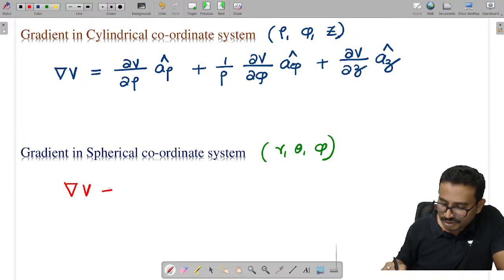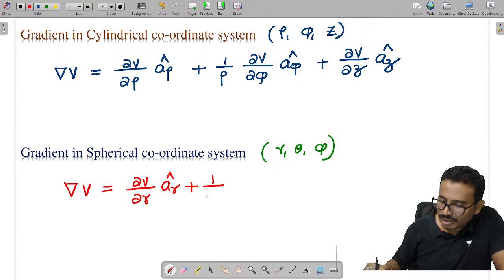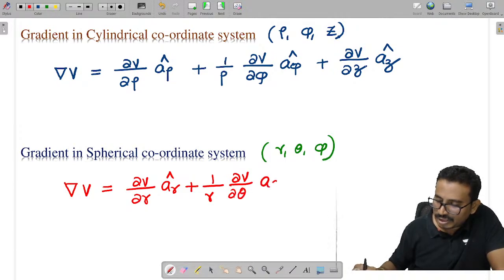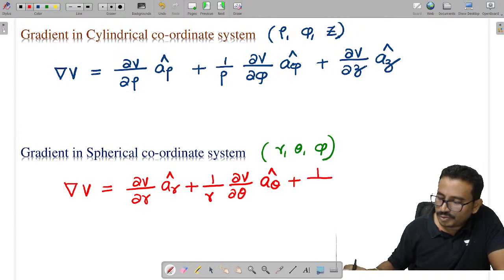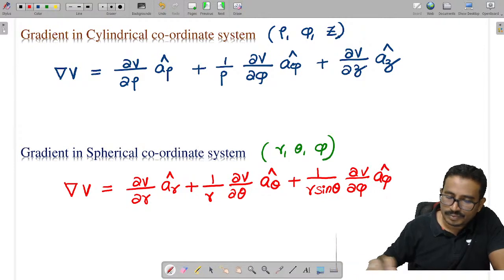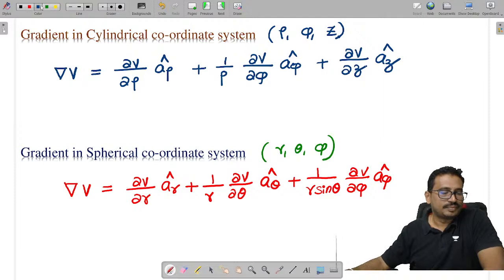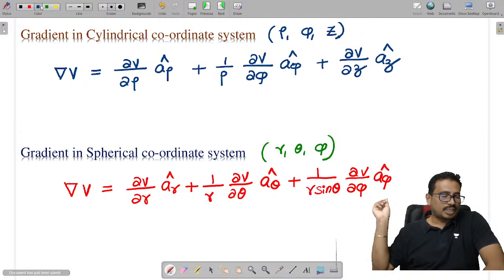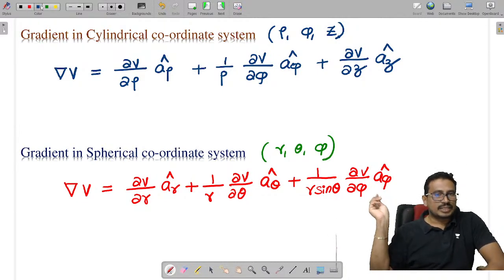We can say del V, which is given as change with respect to R: del V by del R into A_R cap, plus 1 by R into dou V by dou theta into A theta cap, plus 1 by R sin theta into dou V by dou phi into A phi cap. Fine, all of you, tell me: these are the gradient in what system? Spherical system. Done, everybody?